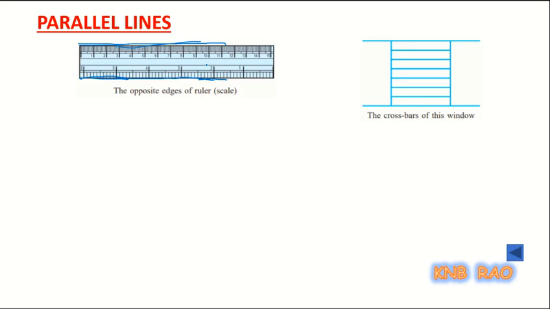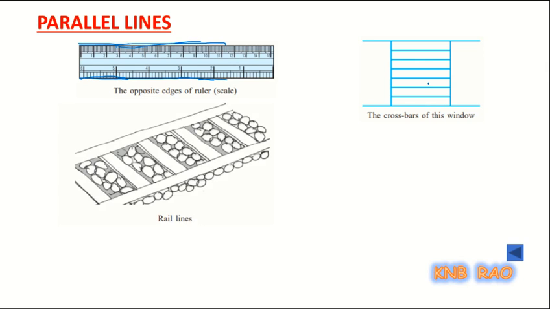Similarly, the crossbars of this window, if you observe, they never meet. Another example, you have seen rail lines. In a certain distance, within a limited place, not taking too lengthy, if you take maybe 1 meter or 2 meters of railway track, you will not see them meeting.